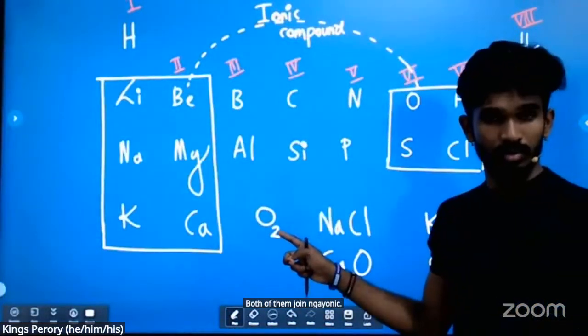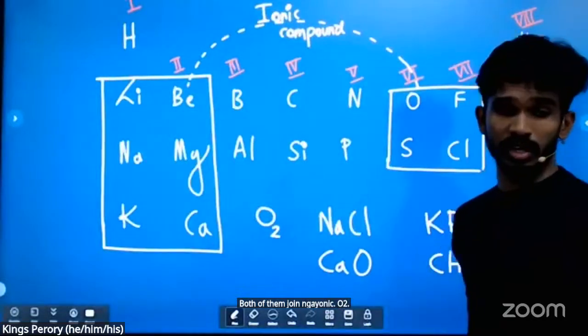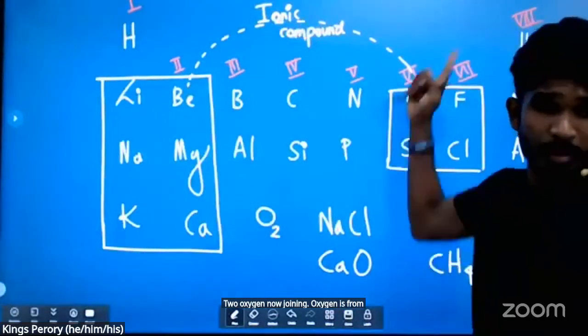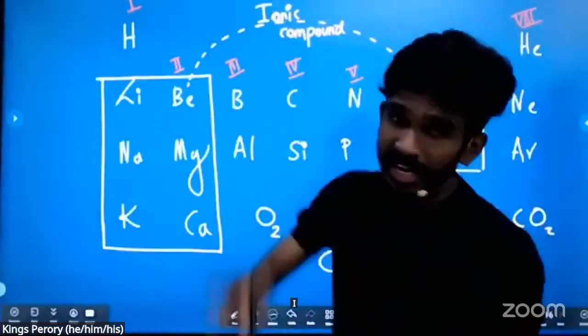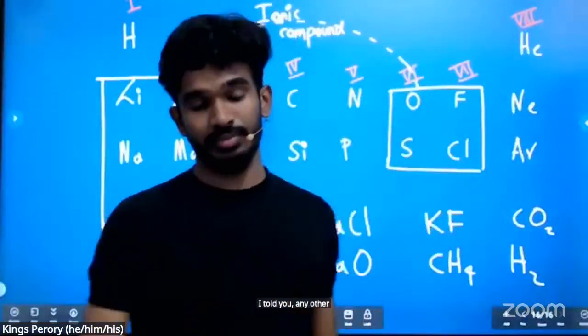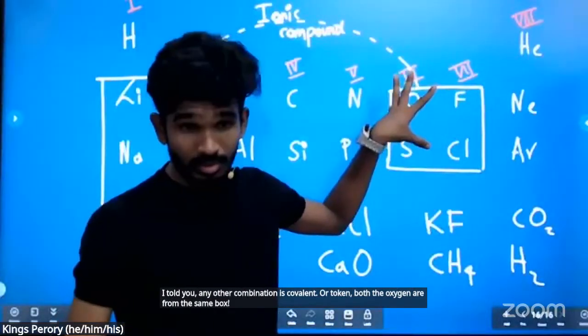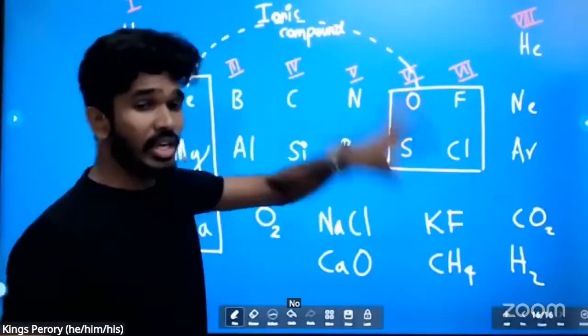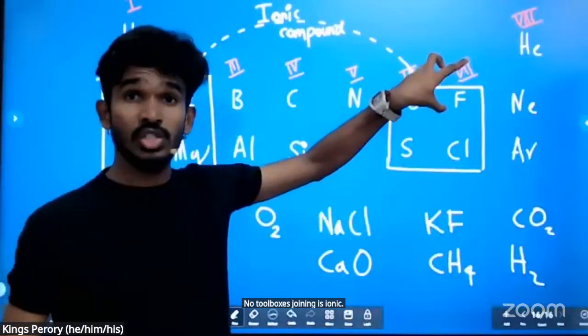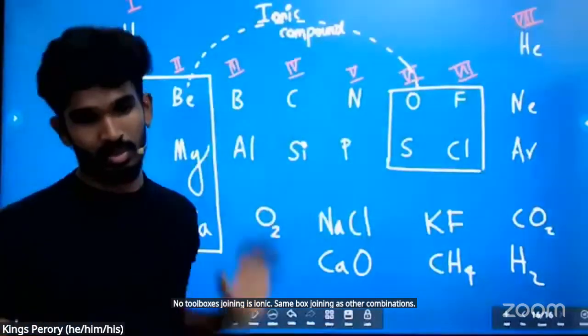O2. Two oxygen are joining. Oxygen is from the same box. I told you, any other combination is covalent. O2, both the oxygen are from the same box. No. Two boxes joining is ionic. Same box joining is other combinations. Covalent.